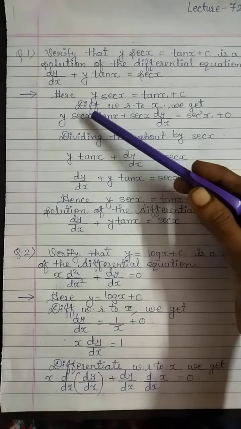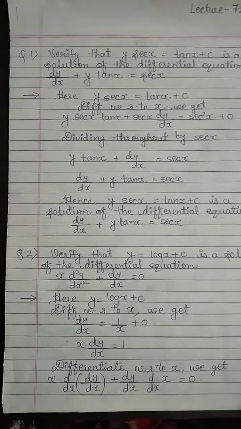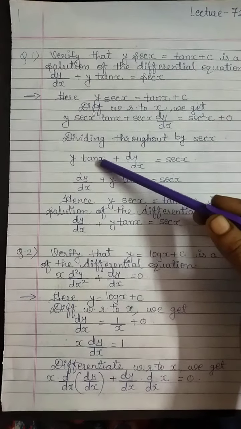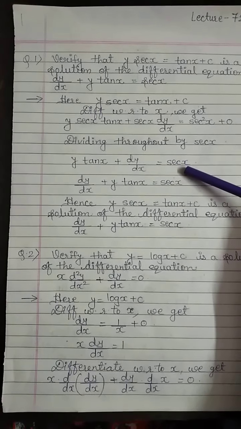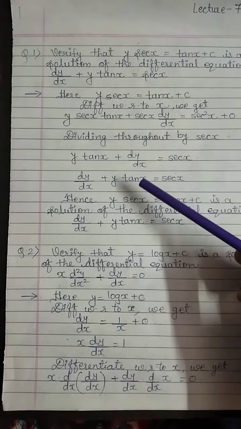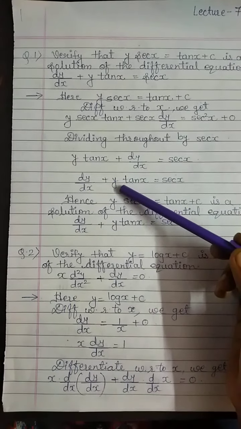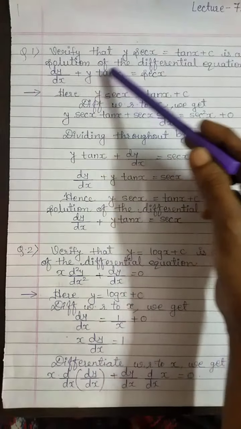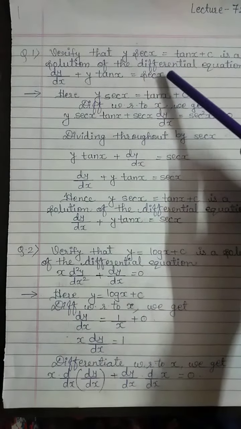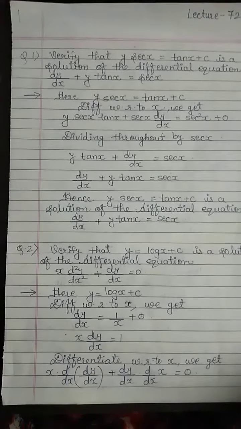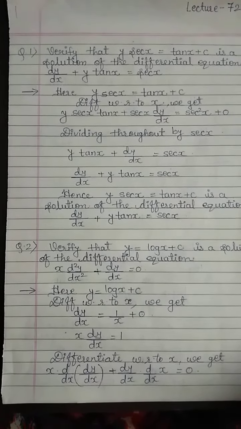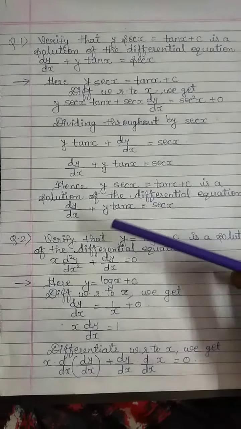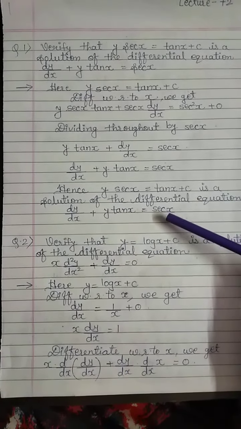Now here in every term we have sec x, therefore dividing throughout by sec x. So we have y tan x plus dy by dx is equal to sec x. This term we can write like this, dy by dx plus y into tan x is equal to sec x. Now this is nothing but the differential equation which is given in the question. So we can say that hence y sec x is equal to tan x plus c is a solution of the differential equation dy by dx plus y tan x is equal to sec x.